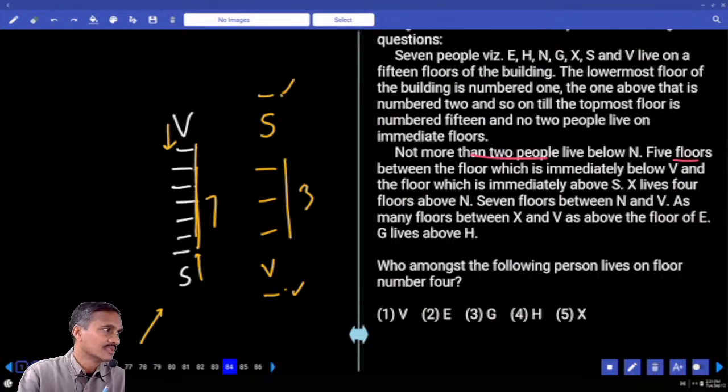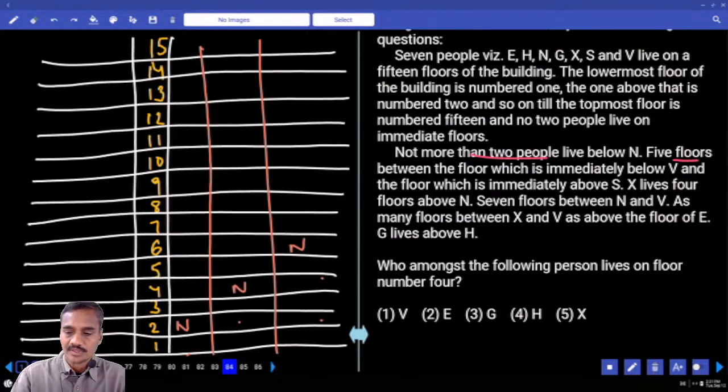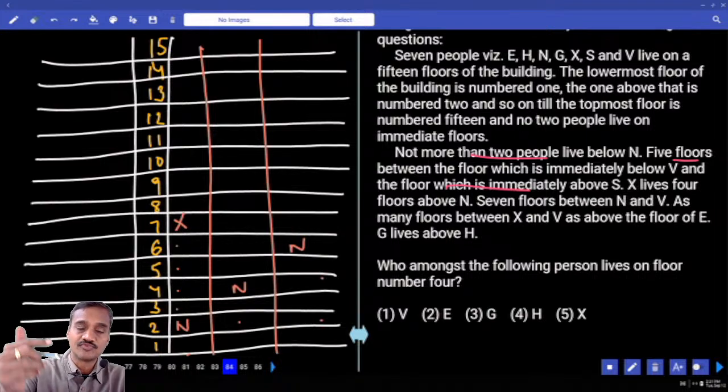And based on the positions of S and V, if S is below V, then 7 floors. Or if S is above V, there are only 3 floors. Done with this? Then coming back to this one, which is even. X is 4 floors above N. X is 4 floors above N. 1, 2, 3, 4, X. Clear? My X is 4 floors above.